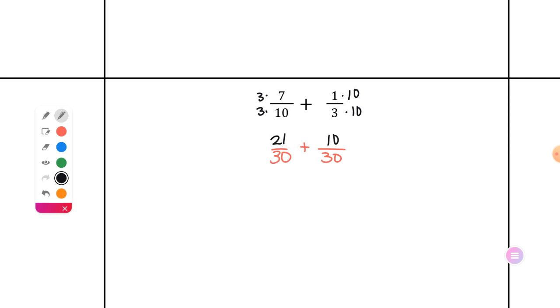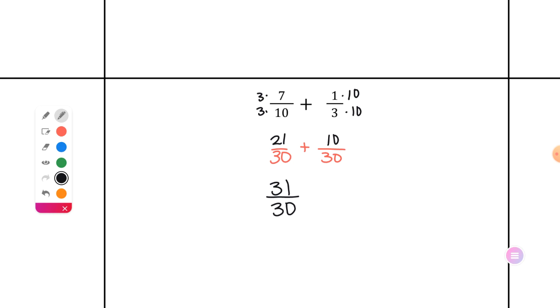Braylon, how do I add those two fractions now that they're comparable? Okay, what's 21 plus 10? So we have 31 30ths. Lexi, what am I asking myself? Is this my best answer? Is it improper or can it be reduced? Either one of those? Okay, which one? It's improper, so we can change it to a mixed number.